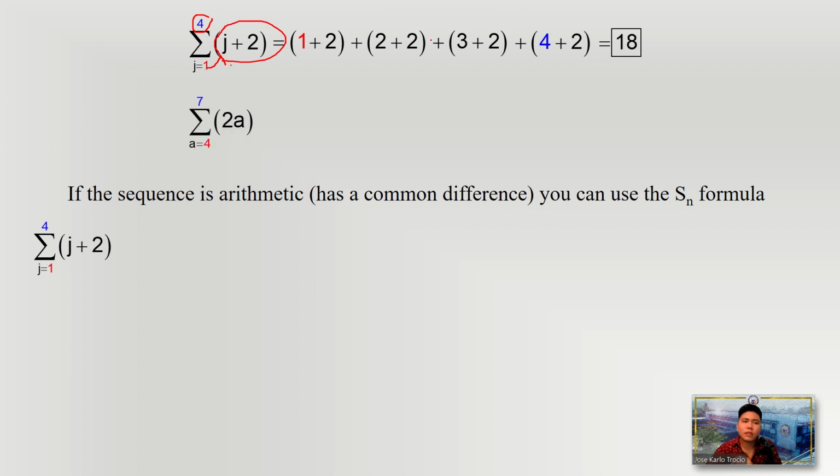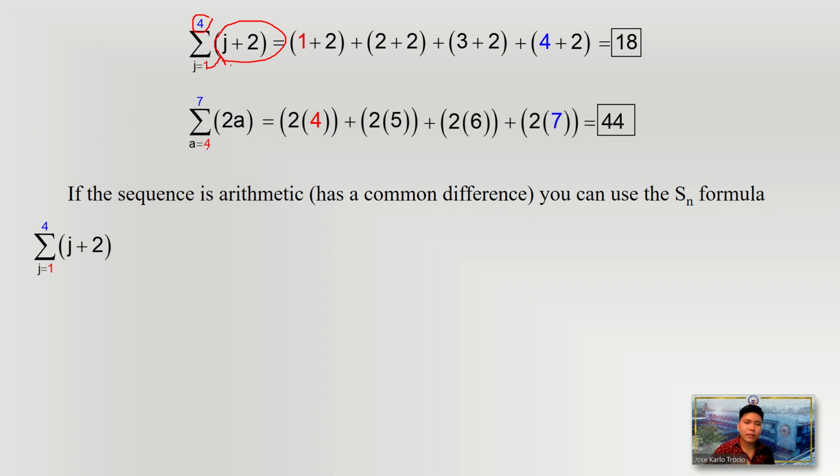How about this? You start with 4, so that must be 2 times 4, 8, then 4, 5, 6, 7. We stopped only up to 7. Okay, again, you have lower limit, upper limit, equation. Very simple. Then you're going to add them all. 2 times 4, 8, plus 10, plus 12, plus 14, that is 44.